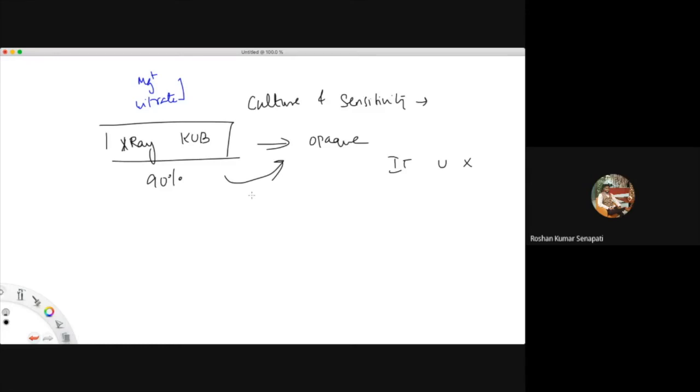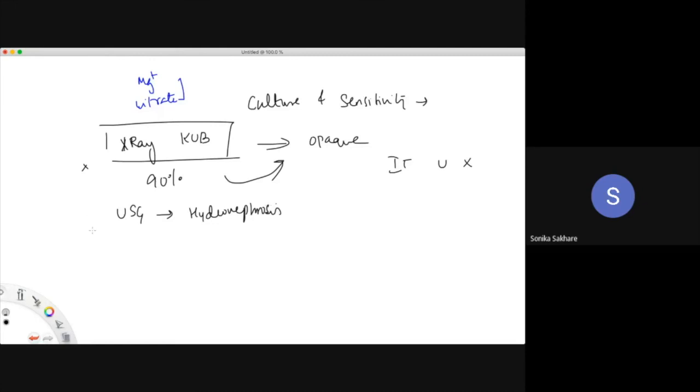Now, if you do X-ray, can you find out the condition of the kidney? If there is hydronephrosis, can you make that out? That's not possible. You will only see the stone. You will not get to know the kidney status. So for that, you will have to do an ultrasound. We will do ultrasound to find out the hydronephrosis component.